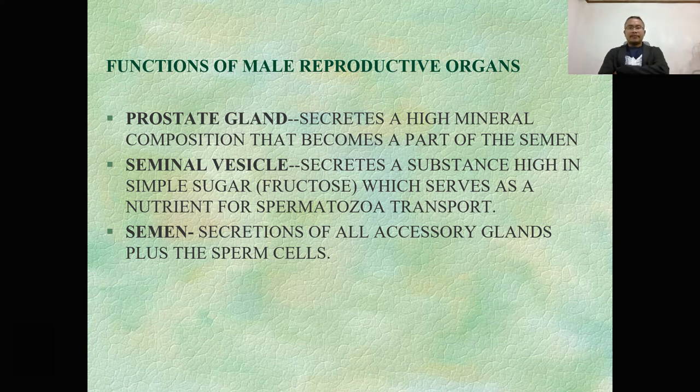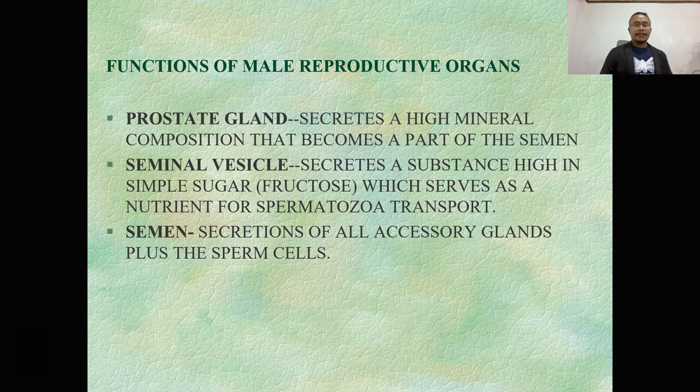Okay, the seminal vesicle creates a substance high in the simple sugar fructose, which serves as a nutrient for spermatozoa transport. So there are two seminal vesicles, as well as the ampullae. They are producing fructose in order for the sperm cells to survive. So the semen has complete nutrient components for the sperm cells to survive.